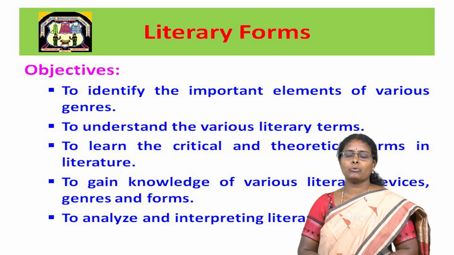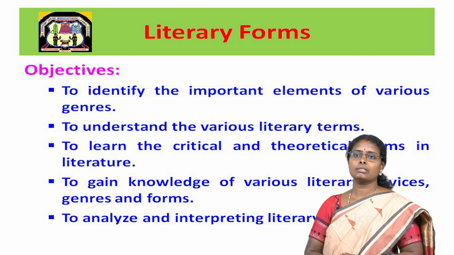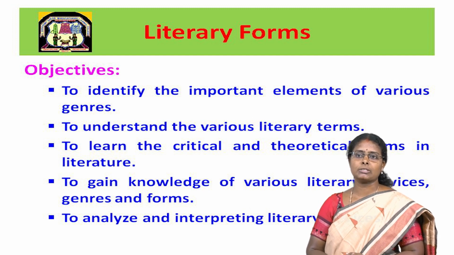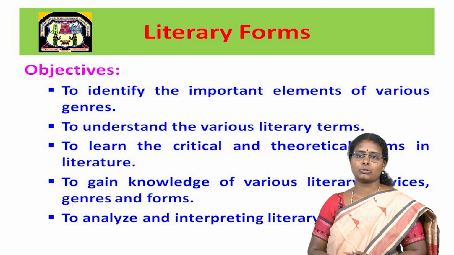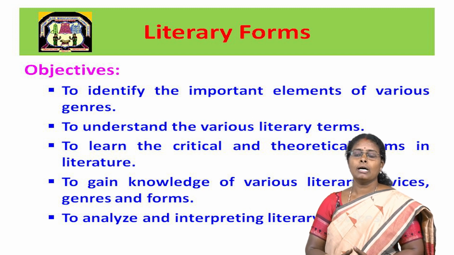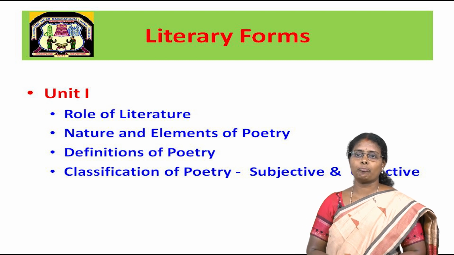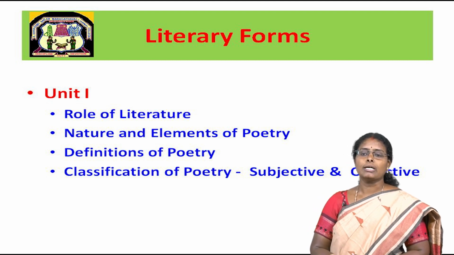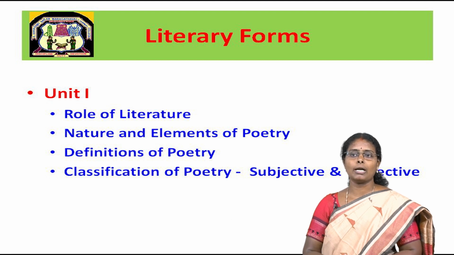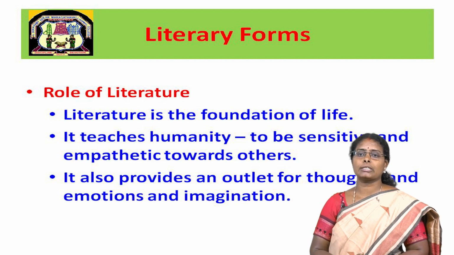Let us first see about the objectives of this course. To identify the important elements of various genres, to understand the various literary terms, to learn the critical and theoretical terms in literature, to gain knowledge of various literary devices, genres and forms, and also to analyze and interpret the literary devices. Unit 1 includes the role of literature, nature and elements of poetry, definitions of poetry, classifications of poetry, subjective and objective poetry. First, let us see the role of literature.